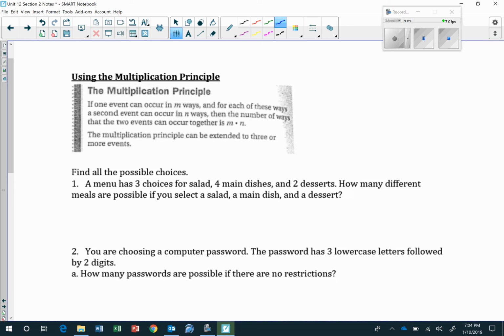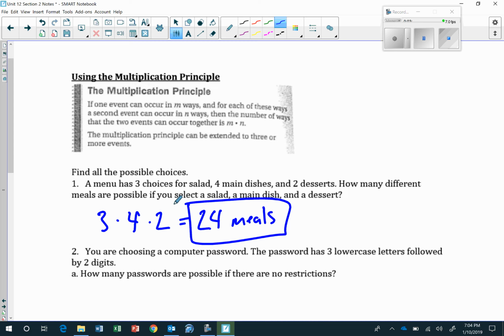So it says find all the possible solutions. It says that a menu has 3 choices for salad, 4 main dishes, and 2 desserts. How many different meals are possible if you select a salad, a main dish, and a dessert? So all the multiplication principle tells us is that we're going to multiply all the choices. So we have 3 choices for salad, we have 4 for a main dish, and 2 for a dessert. So we multiply those together, get 24 meals. Now, if we did a tree diagram, it'd give us the exact same answer, but obviously this is a little bit quicker.